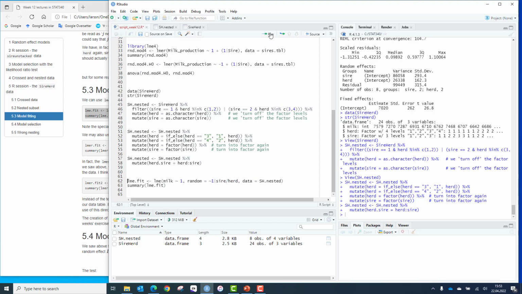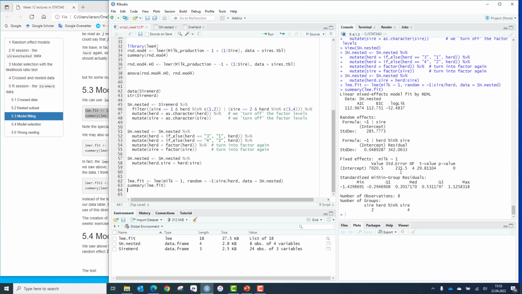Let's run this and see what comes as output. Here is the output, and then you can see the first random effect is this one, the random effect of sire, having this standard deviation here. This is the sigma A. And then the second random effect is herd nested in sire. And this is the output here.